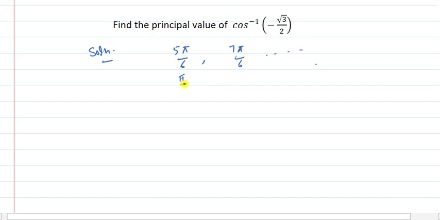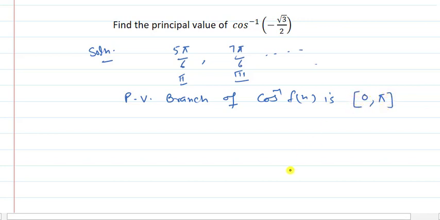5 pi upon 6 is in the second quadrant where cos is negative, and 7 pi by 6 is in the third quadrant where cos is again negative. So on these values the value of cos will be minus root 3 upon 2. Okay, but we need to recall the principal value branch of the cos inverse function now. So let us recall that the principal value branch of the cos inverse function is 0 to pi in closed interval.